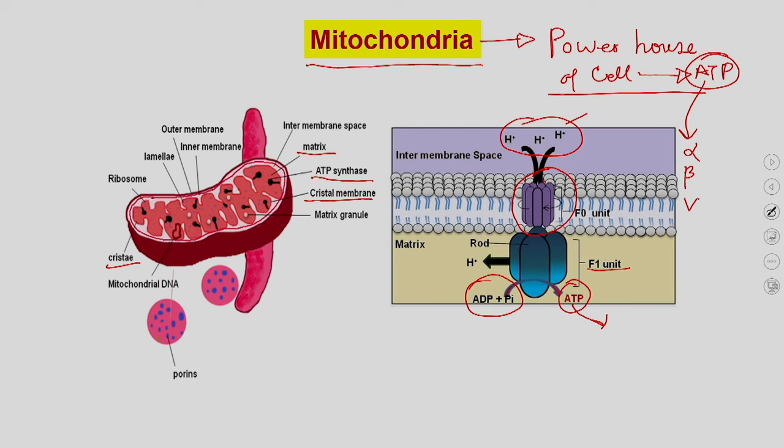And with the help of the proton gradient, the ATP synthase is rotating. So with the help of this proton gradient potential, the ATP synthase is rotating, and as a result, it is combining the ADP and Pi to synthesize the ATP. Let's see how it happens.